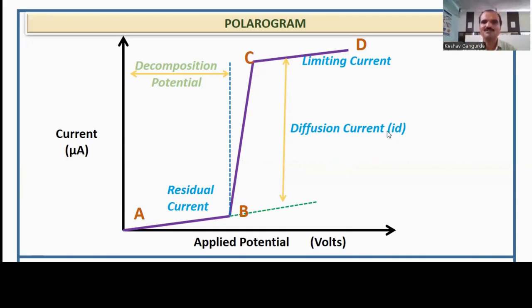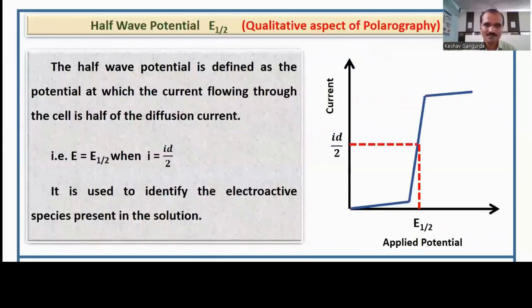The diffusion current forms the quantitative basis of polarographic analysis, and therefore, for quantitative analysis, diffusion current is measured for the analysis of the sample solution. For qualitative analysis, the half-wave potential of the test solution is measured.